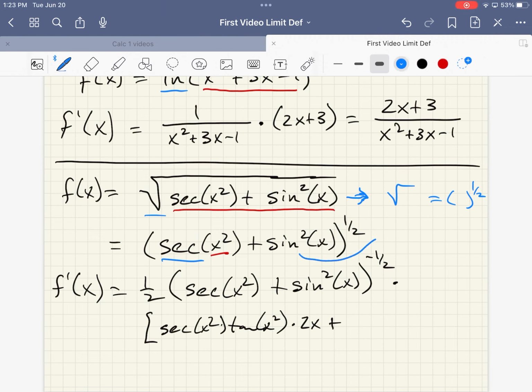plus, now, this one is an interesting one here because really this is sine of x all squared. So we're going to use the power rule. We're going to bring that 2 down in front, leave this as sine of x raised to the 1 power. You don't have to write it, but I'll go ahead and write it. Times the derivative of what's inside, which is cosine of x.